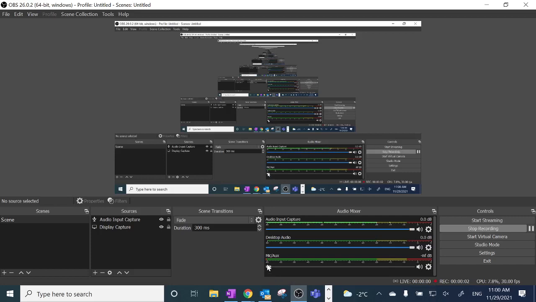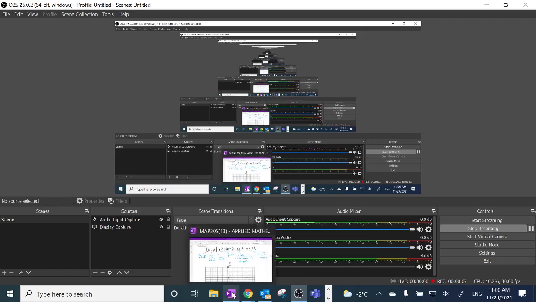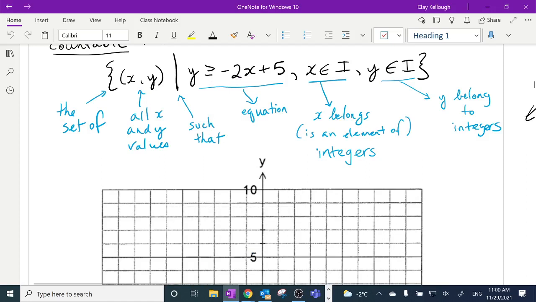So this is lesson 2, or part 2 of lesson 6.1 for my grade 11 applied math students. And we left off right here, looking at this equation. Actually, I shouldn't even call it an equation, it's a set of instructions. It says, the set of all xy values such that y is greater than or equal to negative 2x plus 5, but, this is the important part, x and y are integers. They're not rational or real, which means that the solutions can't involve decimals or fractions. How do I graph that?